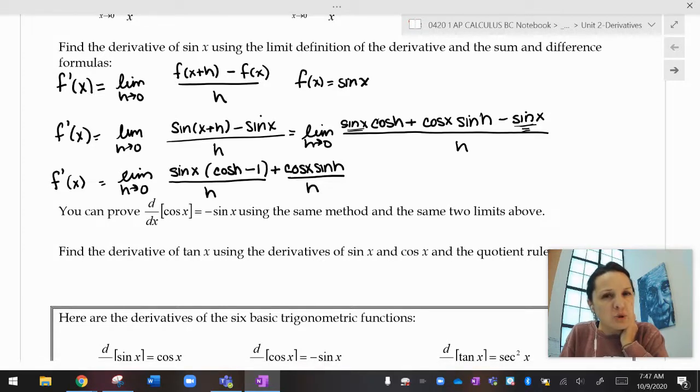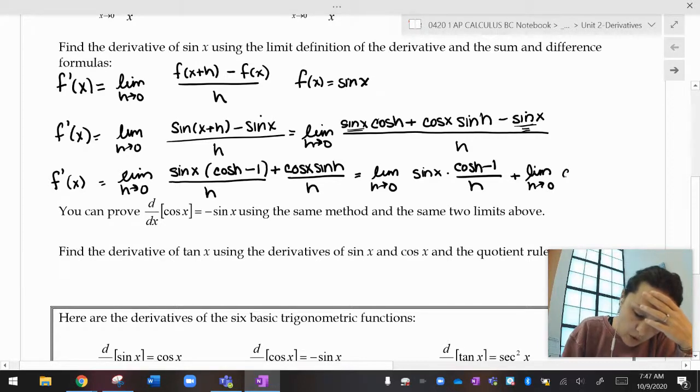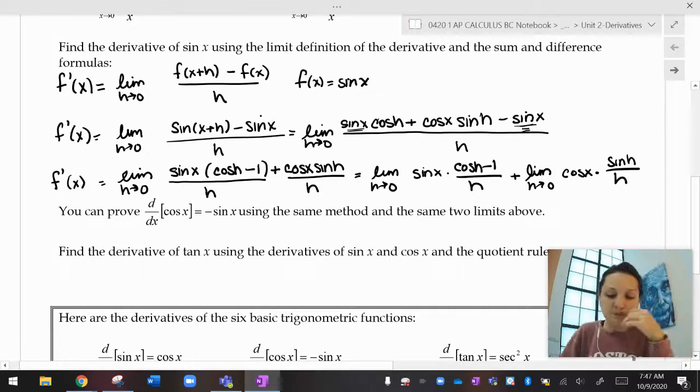Remember that really bad joke I told you about setting the dumpster on fire? We're going to set the dumpster on fire here. We're going to take this and break it down to a previously solved problem. I am going to rewrite this as the limit as h approaches 0 of sine x times (cosine h minus 1) over h, plus the limit as h approaches 0 of cosine x times sine h over h.